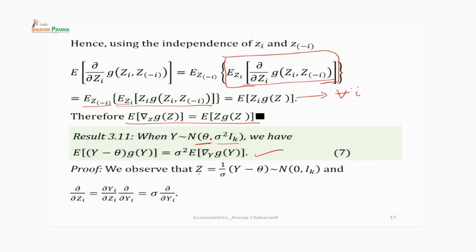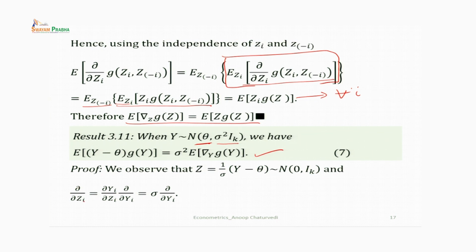To prove this result, we take the transformation z equal to 1 upon sigma times (y minus theta). So, y has mean vector theta, so z has mean vector 0. Again, y has variance covariance matrix sigma square I k, so z has variance covariance matrix I k. So, z follows a k variate normal distribution with mean vector 0 and variance covariance matrix I k.